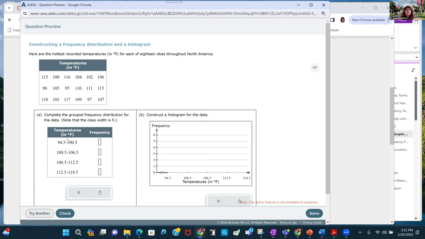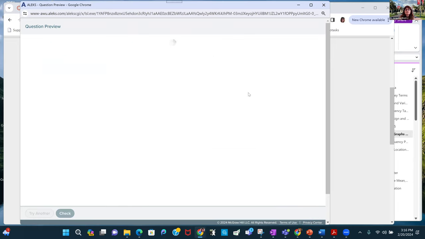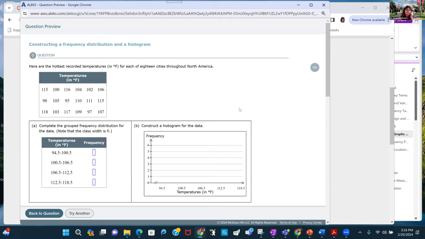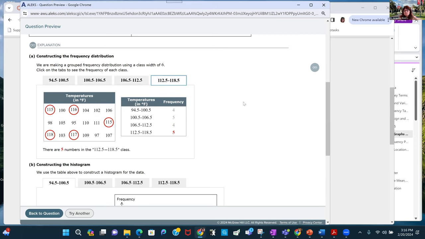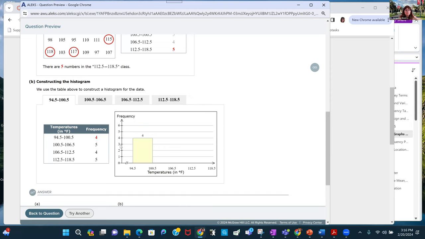So you're just going to count how many are in this group and give the frequency, how many in that group, give the frequency. And then again, you can pull up to the frequency. So we'll see the Alex version here, explanation. Right, so in that first class, there are those four, and then they show the frequency for each class. And then once you have the frequency, again, between 94 and a half and 100 and a half, you just pull that bar up to that height.